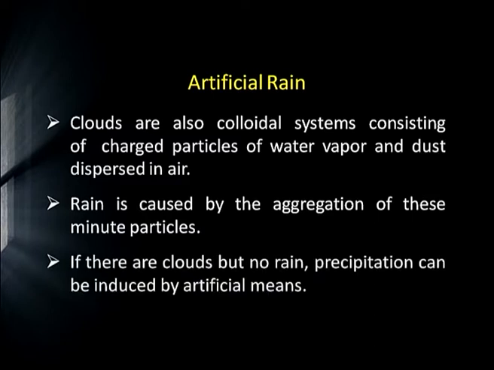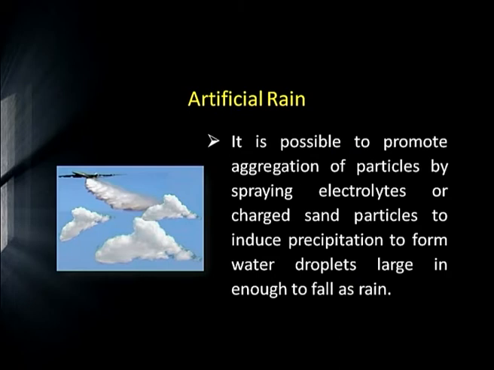If there are clouds but no rain, what do we do? Artificial rain, and it can be done by spraying charged particles in the form of, say, sand or electrolytes, which neutralize the charges on the water particles or water vapor particles of colloidal dimensions.